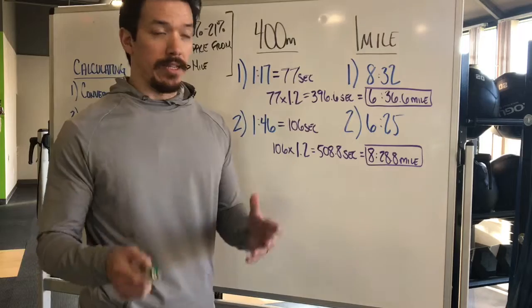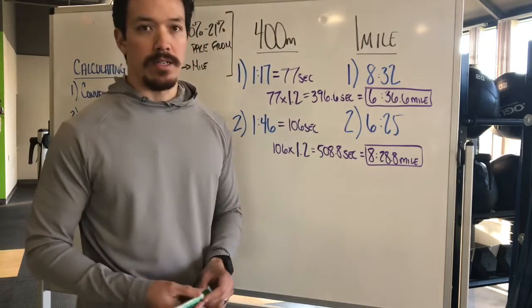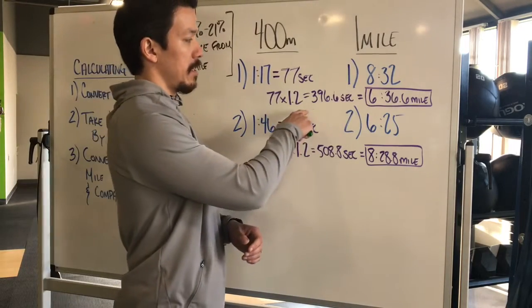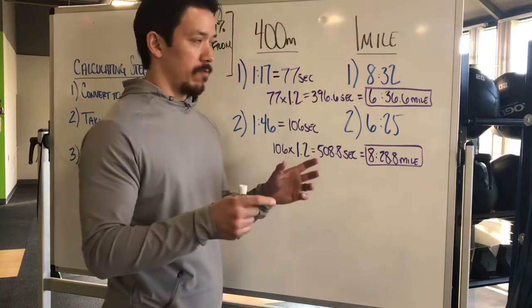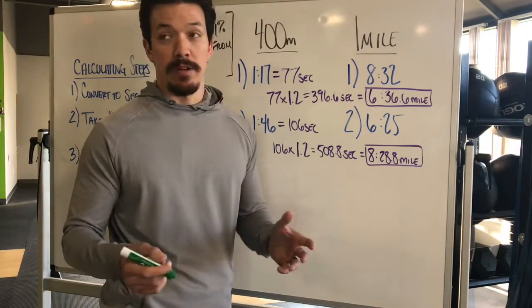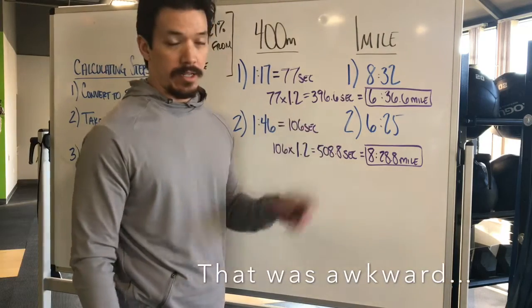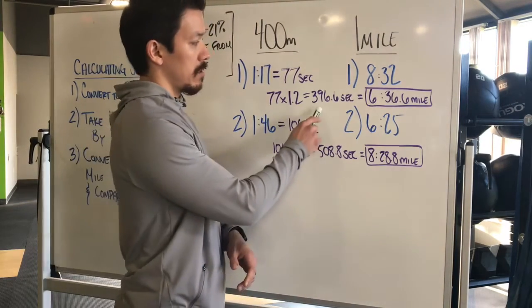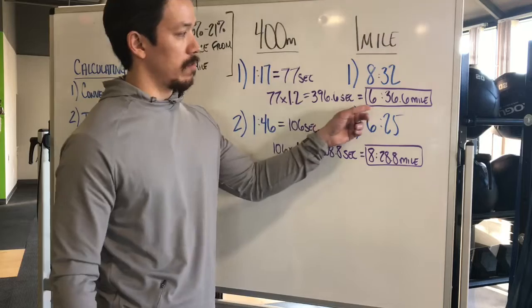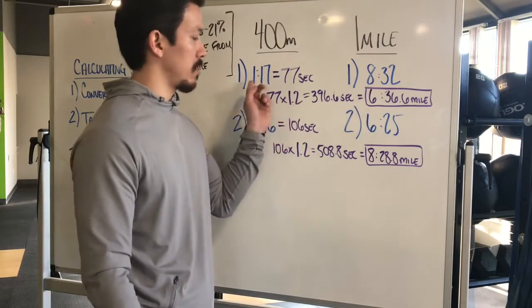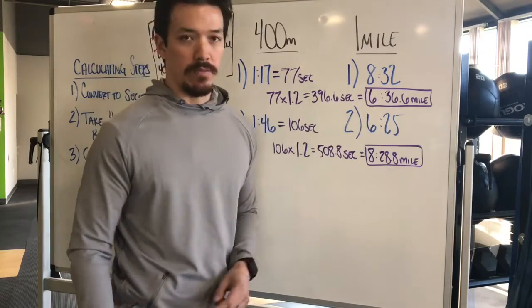You need to get that back into your 6:36. The nearest minute, Price is Right, without going over, is 360 seconds, which is 6 minutes, plus 36.6 seconds. So this proposed mile time with a 20% drop off is 6:36.6.